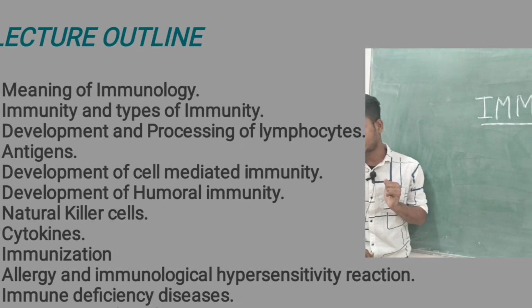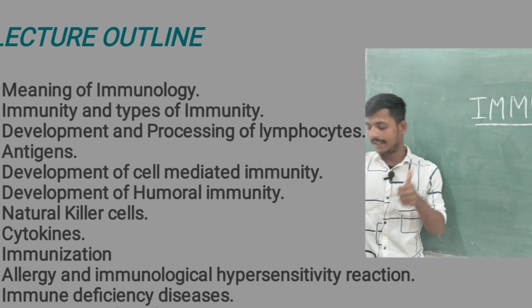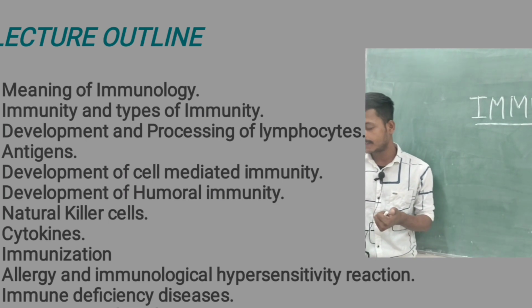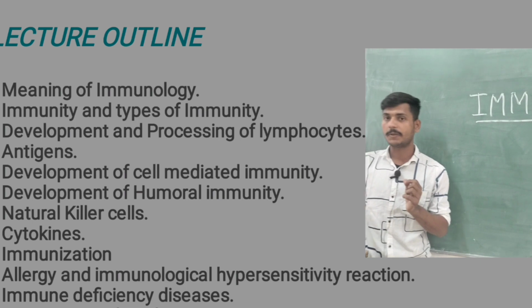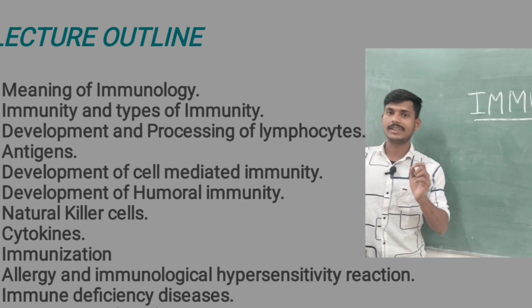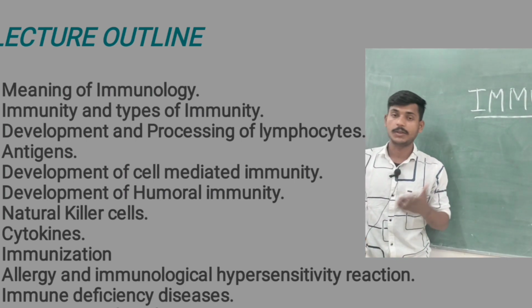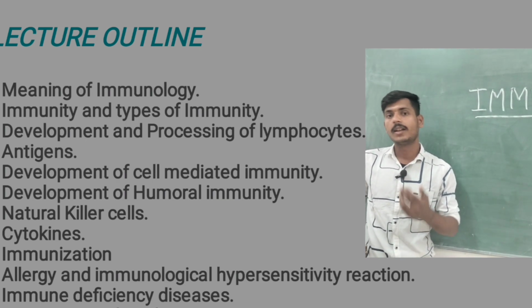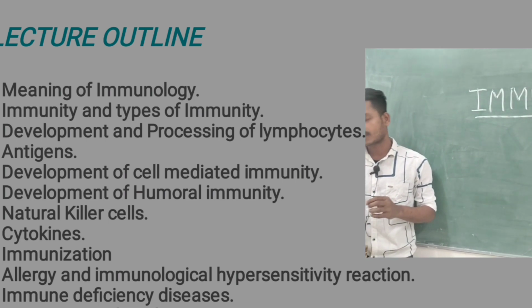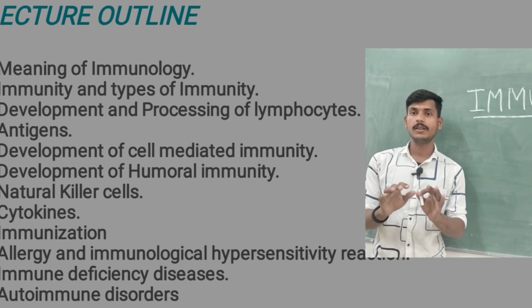Then we will see about antigens. Then development of cell mediated immunity. Clear? Then we will see the development of humoral immunity. Then natural killer cells, then cytokines, and immunizations, in other words vaccination. Then we will see the abnormal response of our immune system.